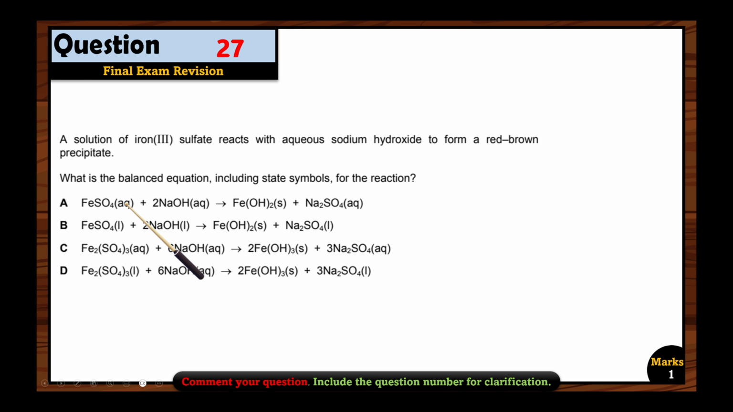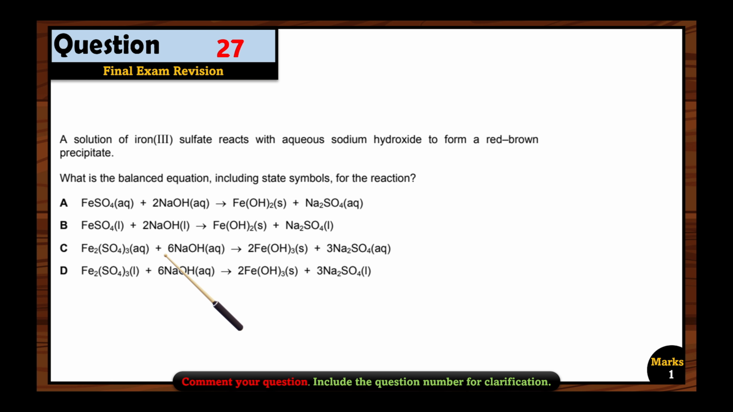Now they say that a red-brown precipitate is formed, right? So if you see here, red-brown precipitate, yes, that's why it's solid, right? So this is solid and this is AQ. It means A and C both are right. Okay, now we are just left with A and C. So we have to now look for the balanced equation and also their formulas.